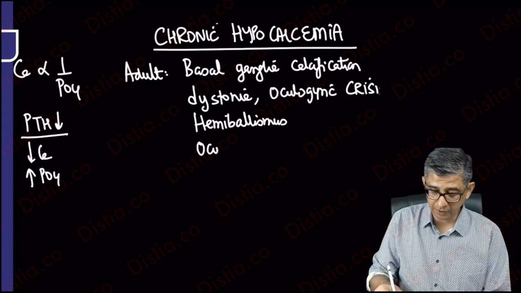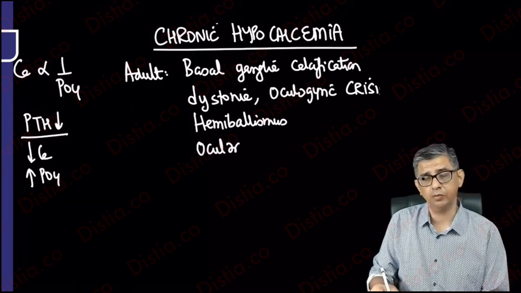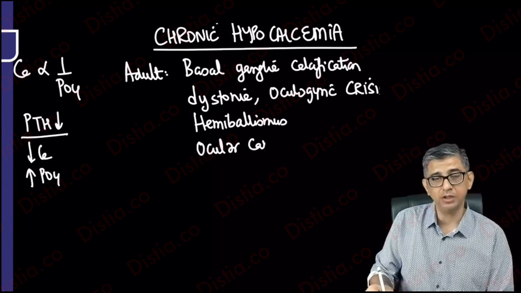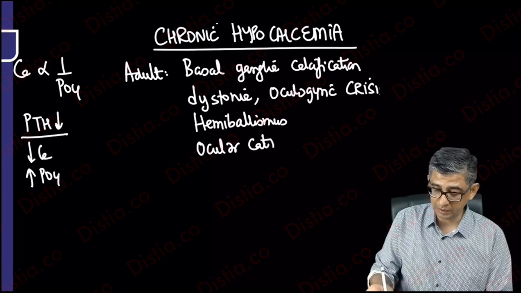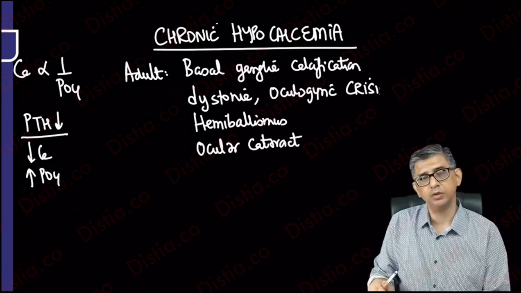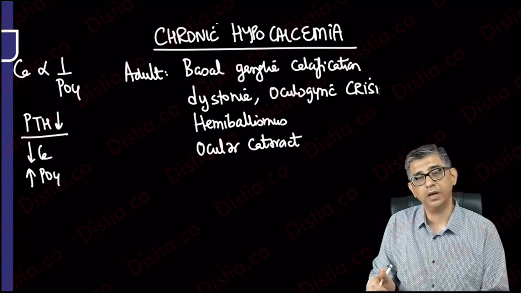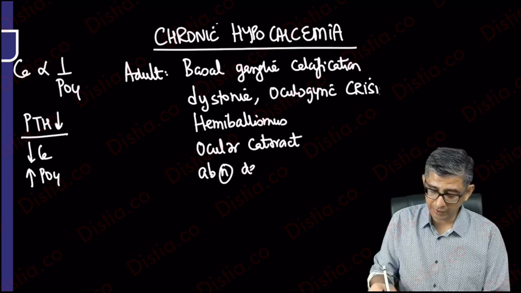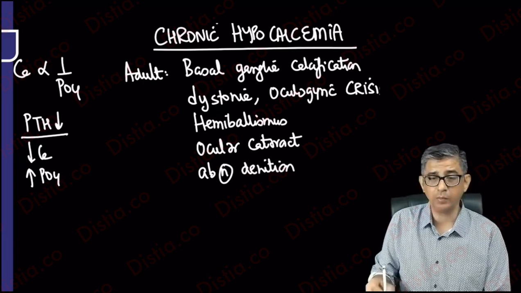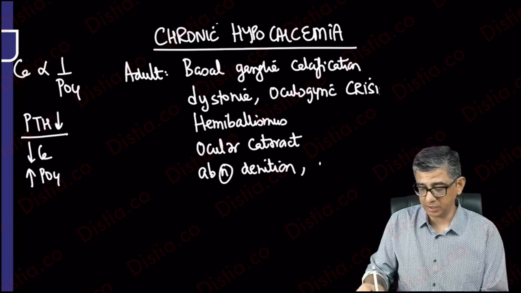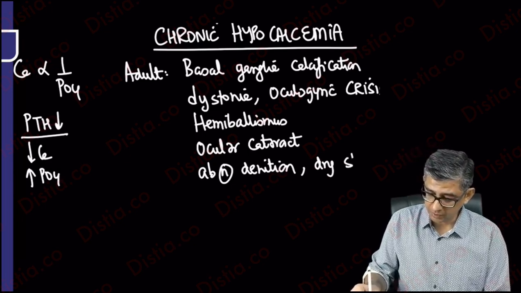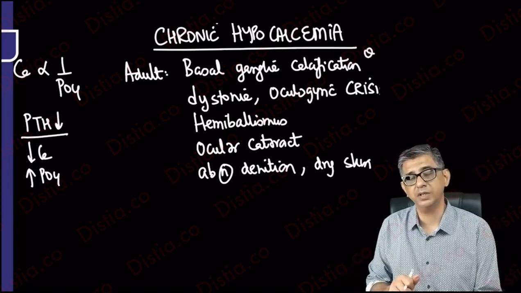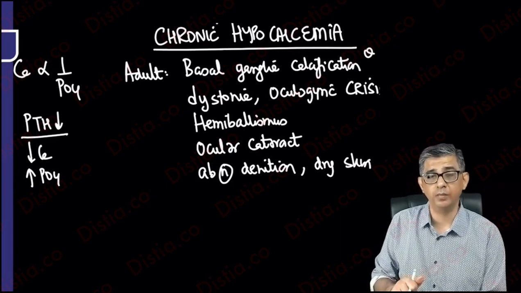The disproportionate phosphate will chelate with whatever less calcium is present. And in fact, calcium is plentiful in the body in the sense that it comes from the bone. So the two can chelate and can cause ocular cataracts in the patient. Any patient having less calcium will have problems with dentition. So I've written abnormal dentition and dry skin. Mostly in the exam, you need to remember basal ganglia calcification as a presentation of hypoparathyroidism.